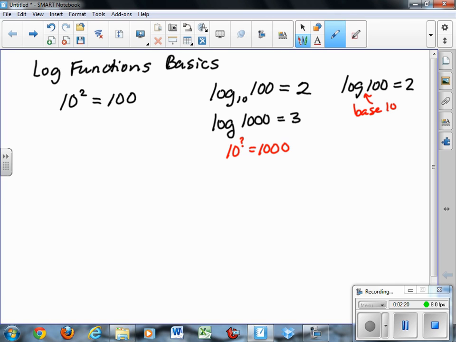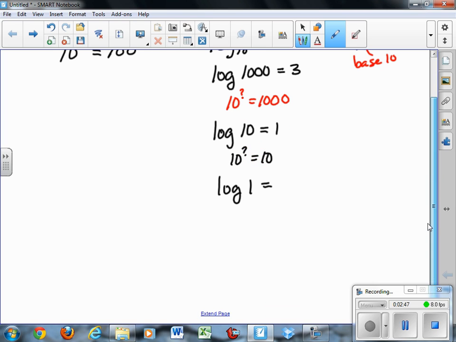But let's go smaller here. What about log of 10? Log base 10 of 10. What exponent do I put on 10 to get 10? 1. 10 to what power equals 10? That's what I'm asking myself. What about this one? Log of 1 equals, that's tough. I'm saying 10 to the what power equals 1?